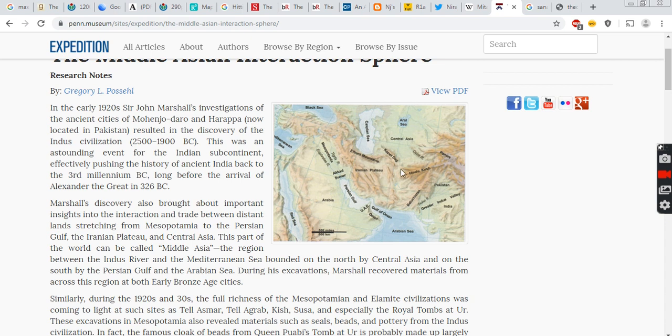But this is one area where a lot of archaeologists are coming to this sort of realization that probably this is where the cradle of the Indo-European civilizations lies, in this particular area, and that from here it went upwards.